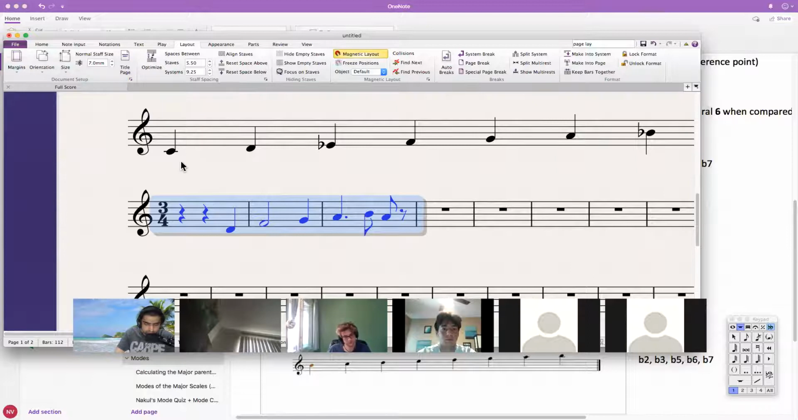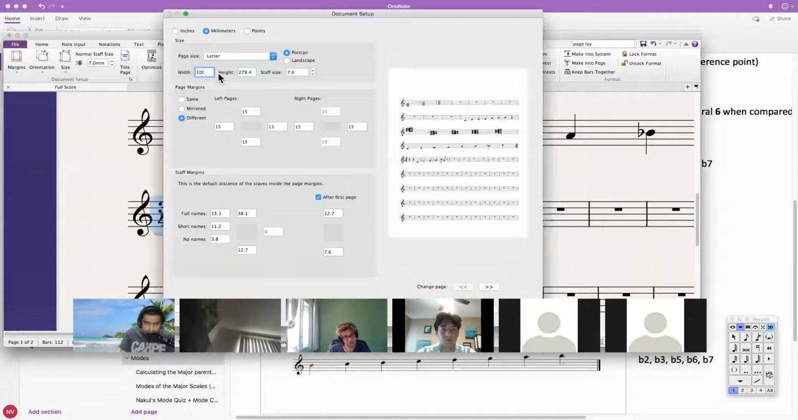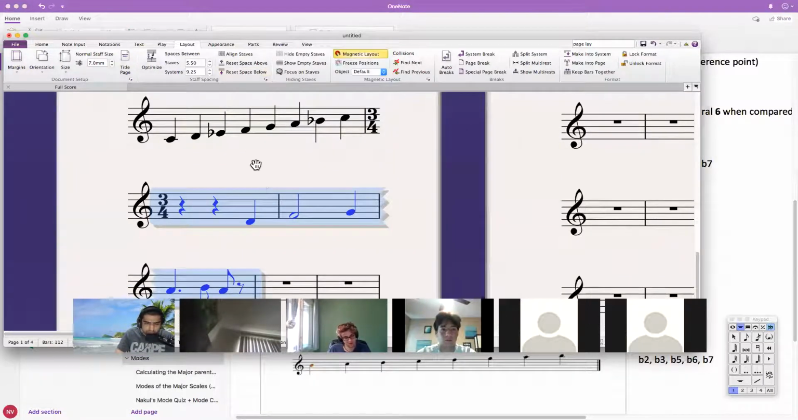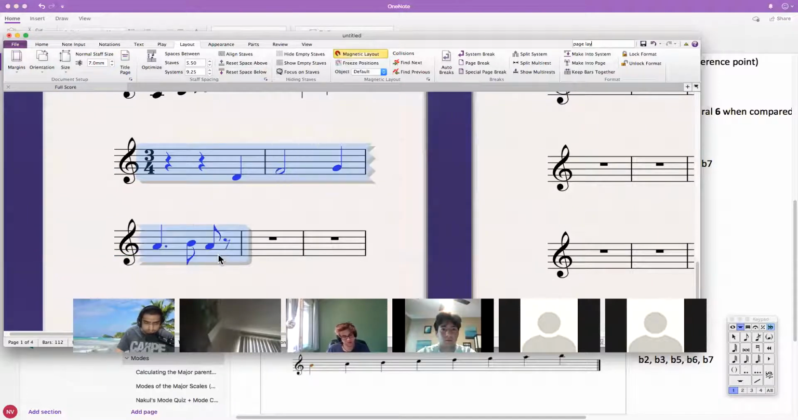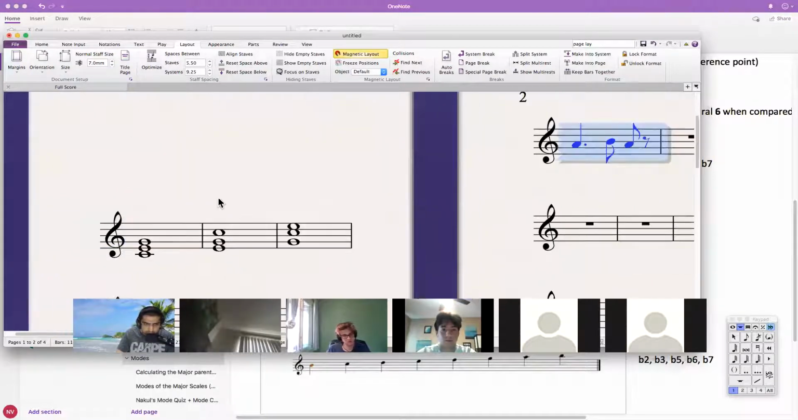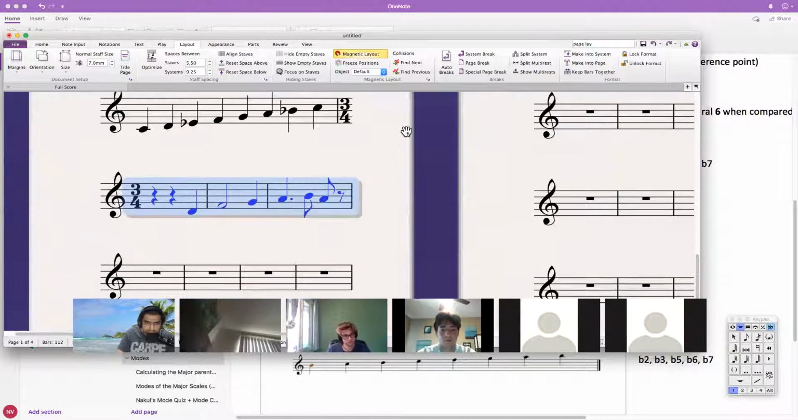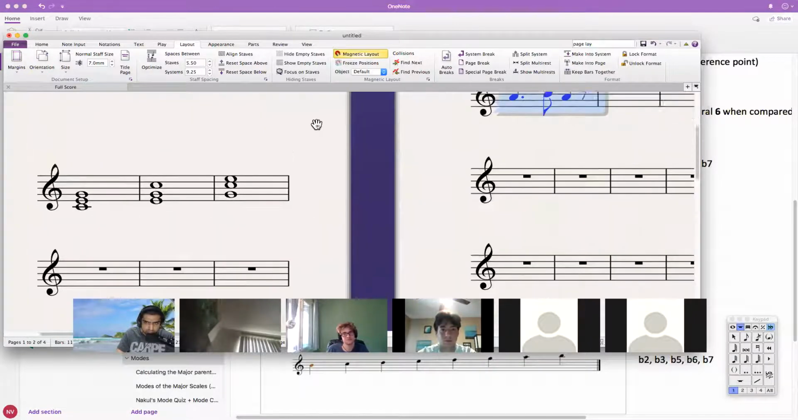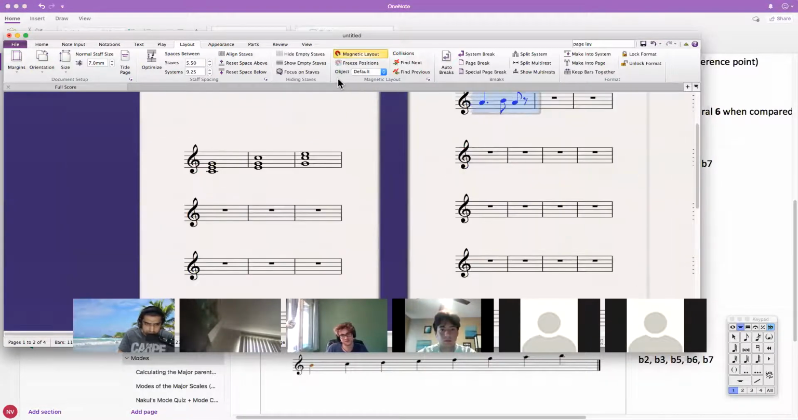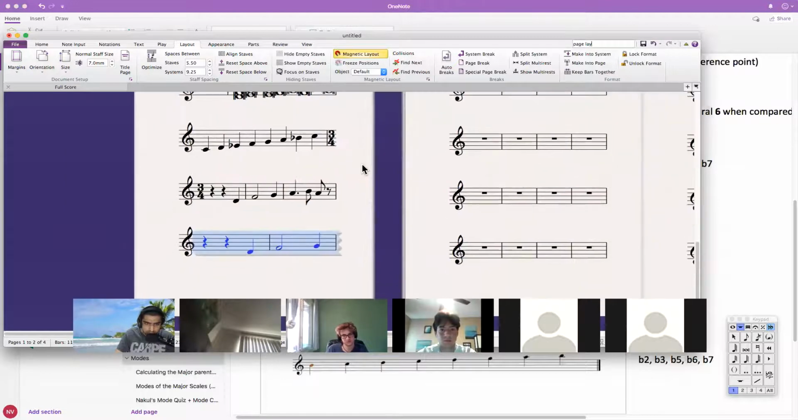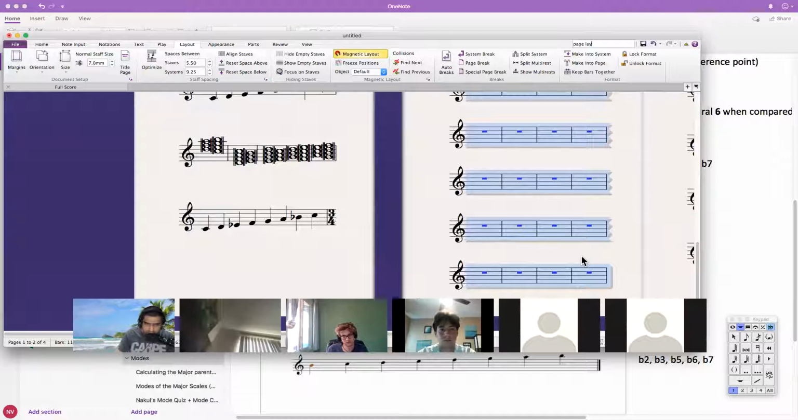Okay. Great. Nice. So, come on, Sibelius. Cooperate, please. Okay.